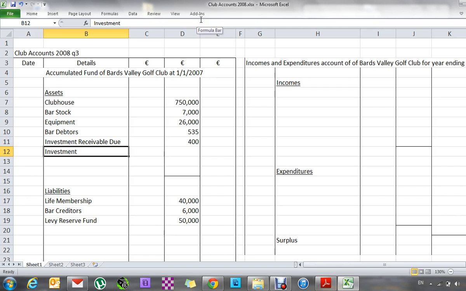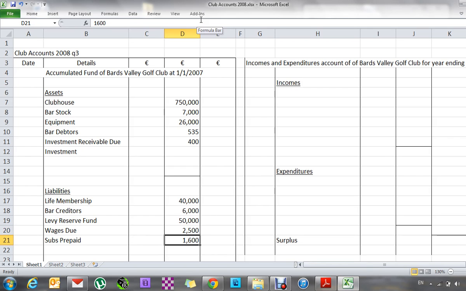Wages due 2,500, that's a liability. Subs received in advance. This is prepaid subs. So is it an asset or a liability? This is money that the members have paid us in advance, and the club owes that back to the members. So we owe them money. So that's subs. It's going to be a liability. Okay, so 1,600.